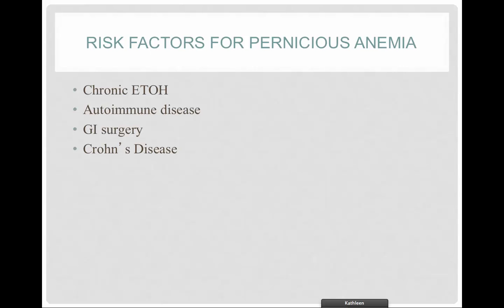Risk factors: Crohn's disease, GI surgery, autoimmune disease, chronic alcoholism. A vegan diet can lead to B12 deficiency, okay? A vegan diet can lead to B12 deficiency over a period of years, but it is not pernicious anemia because it's not due to lack of intrinsic factor, but rather lack of B12 in the diet. Vitamin B12 takes 2 to 5 years to develop deficiency, even in the setting of severe malabsorption.